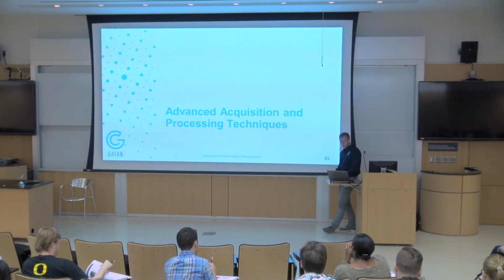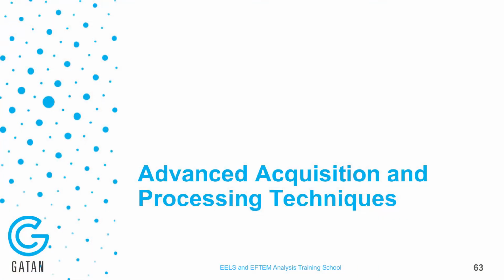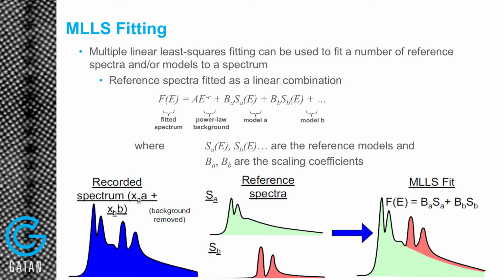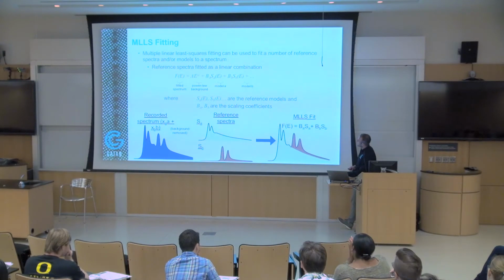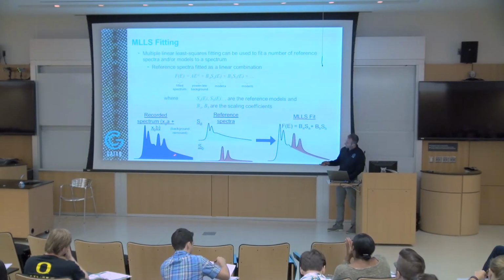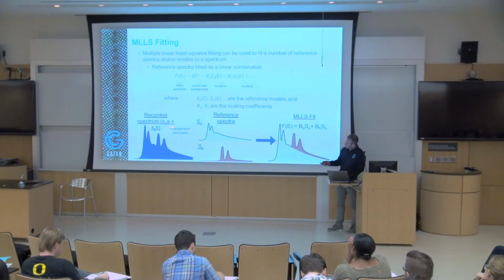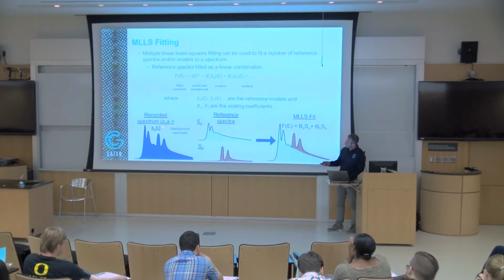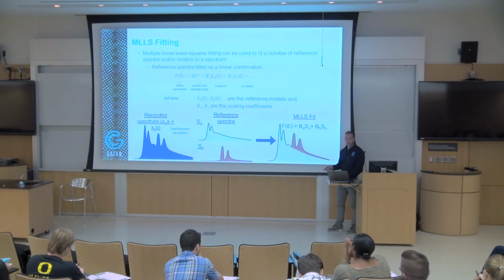Okay, let's move on to a little bit more advanced stuff. This is doing MLS fitting, which means multiple linear least squares fitting. This can actually be used for a number of reasons. Imagine you record the spectrum here. The spectrum is made of two components, component A and component B, and all of these are overlapping.